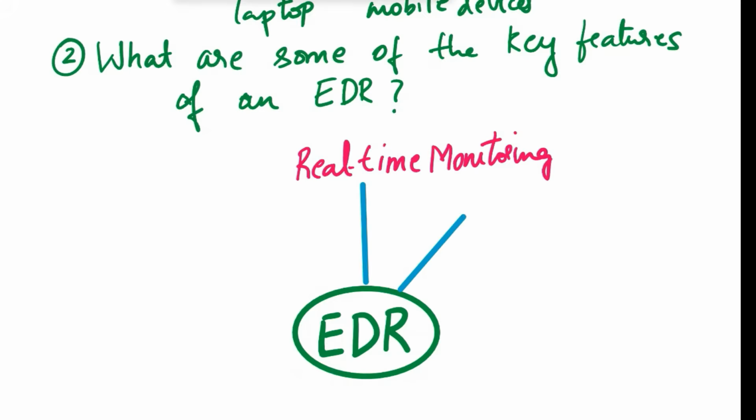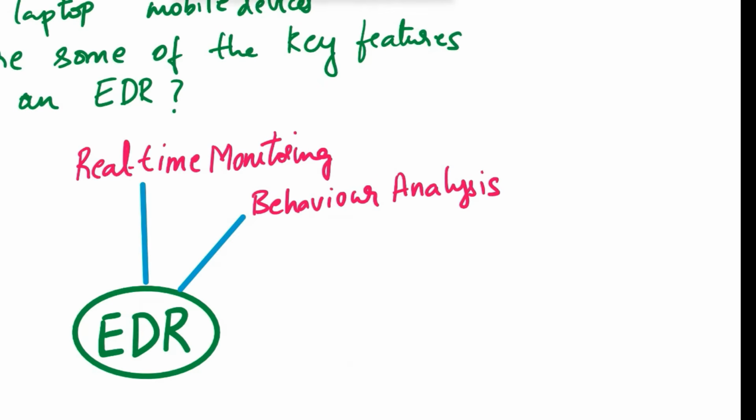And then we have behavior analysis. This involves creating a baseline of normal behavior for each endpoint. EDR tools use this baseline to identify deviations that could indicate potential threats. For instance, if a user suddenly starts accessing sensitive files they have never accessed before, the system might flag it as a suspicious behavior.